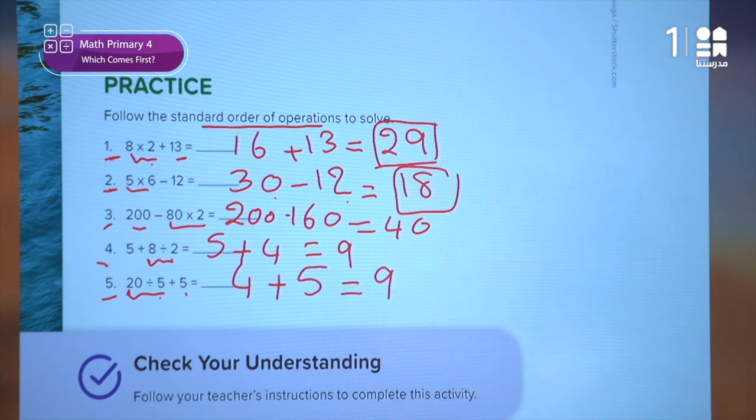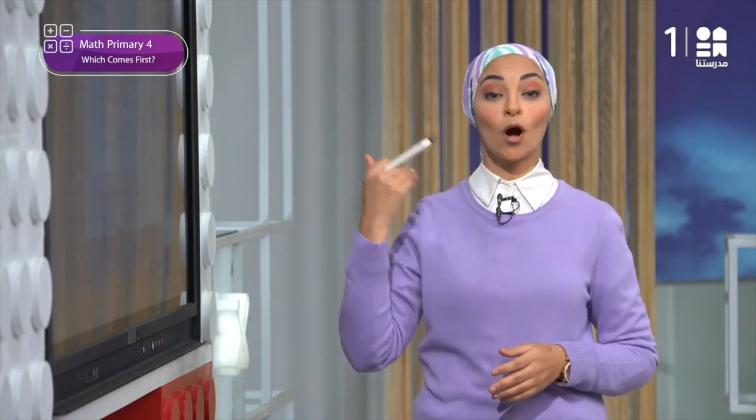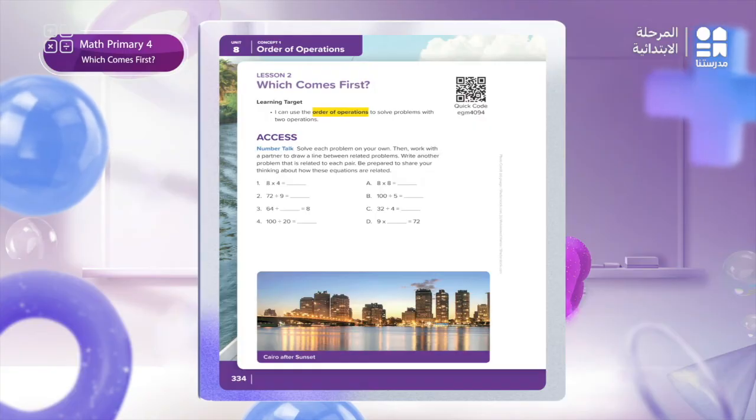Now we have learned about the order of operations to solve problems with two operations. And we have applied it to the problems and puzzles we solved together. Do you remember the question we recorded while watching the video? Now it will be very easy for you to answer it. To practice answering more problems, you can go to the Check Your Understanding part. You can access this part by scanning the code shown here and in your book's page 334.